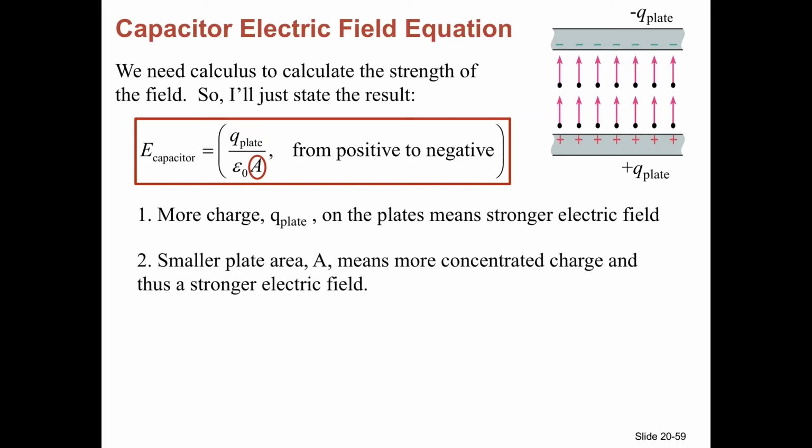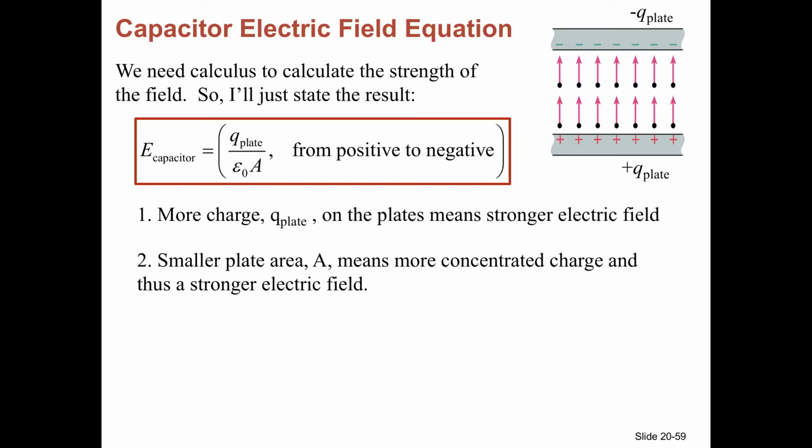So a smaller plate area, A. These could be square plates or circular plates, but we're looking at them from the side here in this picture. Whatever shape they are, the smaller that area, the more we concentrate the charge, and we get a stronger electric field in between the two plates. So bigger area would mean a smaller electric field. Smaller area means a bigger electric field, so that appears in the denominator.